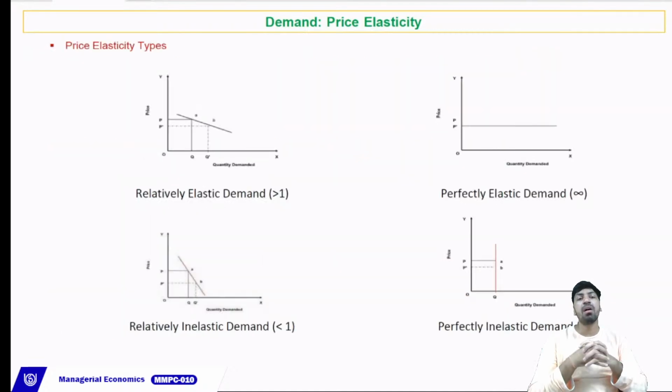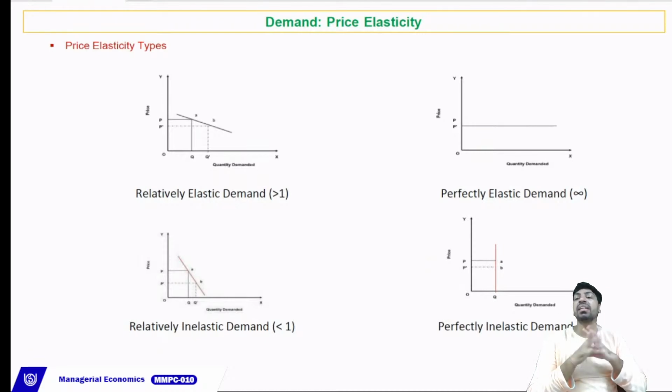These are the types of price elasticity of demand. Relatively elastic demand is where the decrease in price is less than the increase in demand. What is relatively elastic demand? It refers to a decrease in price that is less than the increase in quantity demanded. It's called relatively elastic demand.